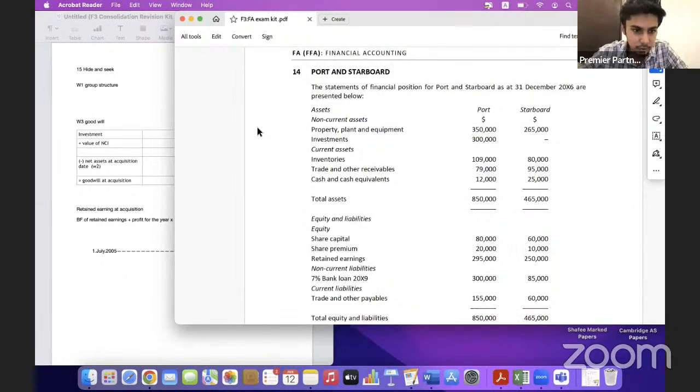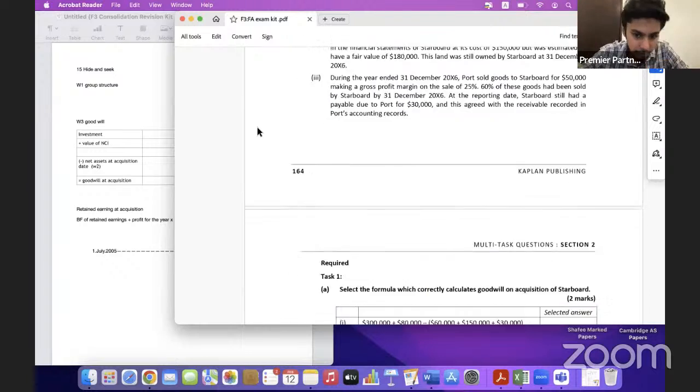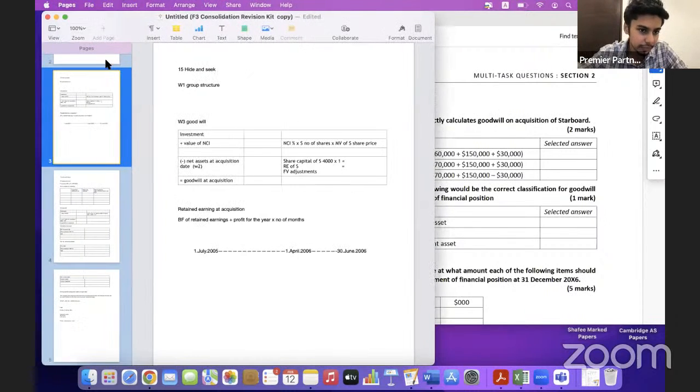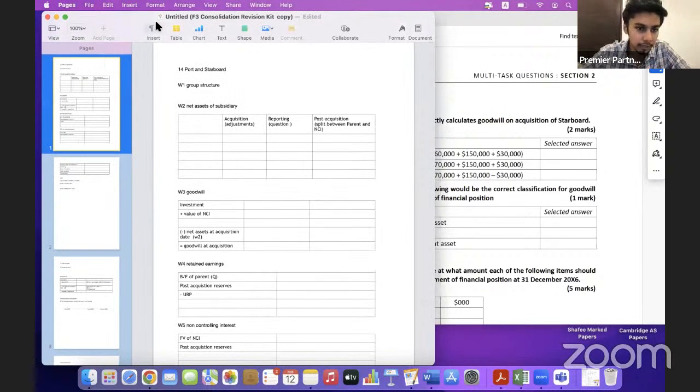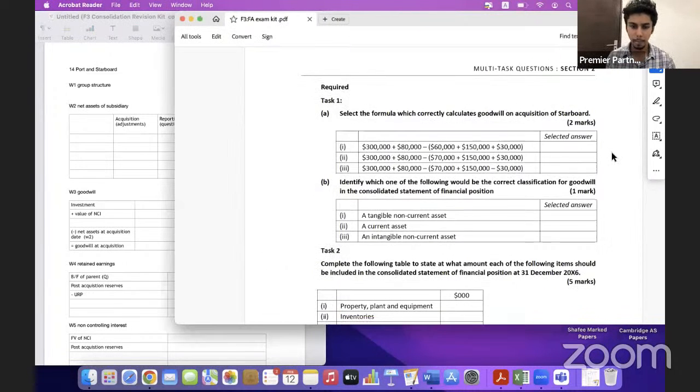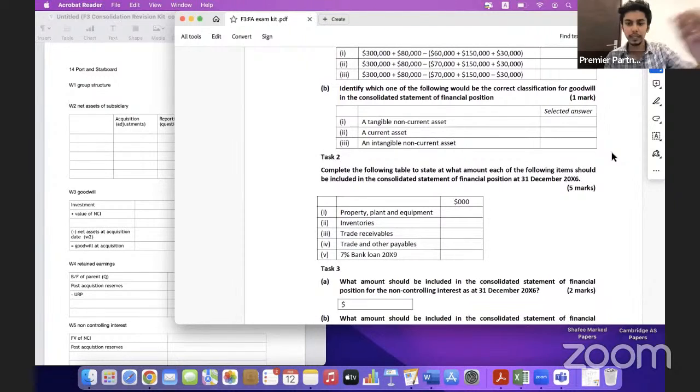Right. Okay. Now, guys, first let's look at the requirement of this question. See this question over here. First one, they're asking, select the formula that correctly calculates goodwill. So what I have done on my worksheet here, I have prepared my goodwill working. Normally, for goodwill, there is a working as well as a formula. Okay. So I have got that part ready over here for goodwill. Second one, it's a theory question. We'll come back to this one later. Then, going down. Over here, this part.